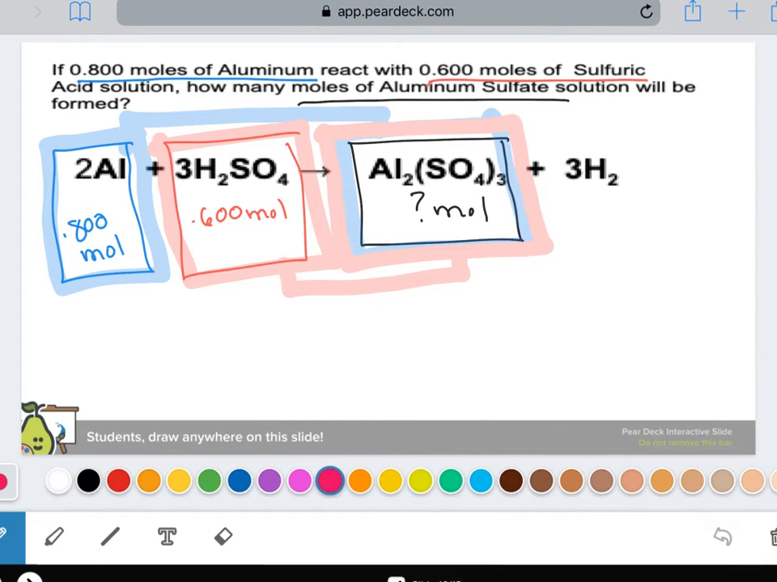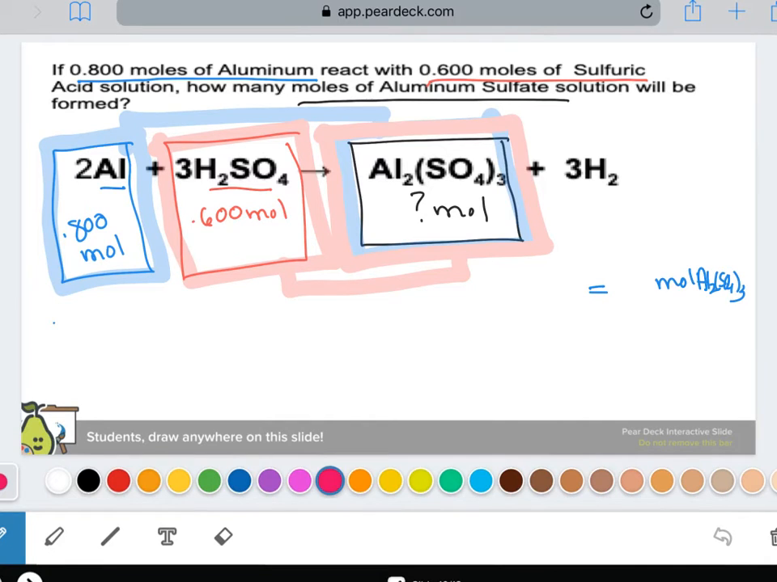So I'm going to be doing 2 mole problems here because I don't know which thing I'm going to run out of. I'm either going to run out of the aluminum, or I'm going to run out of the sulfuric acid. I don't know. I got to figure out which one is going to run out first. So I'm going to do my blue problem first. And I know that I want moles of aluminum sulfate.